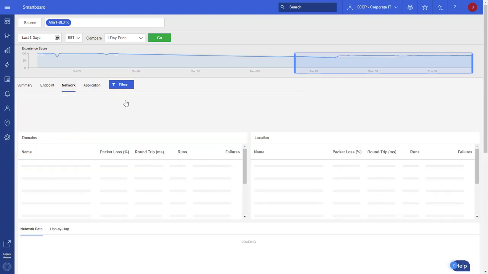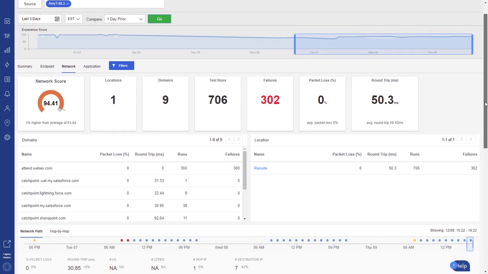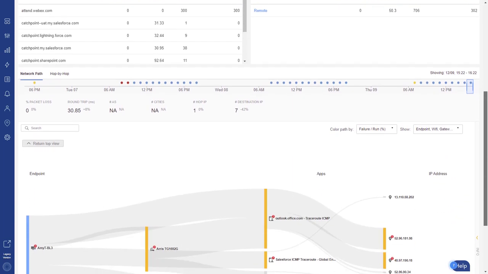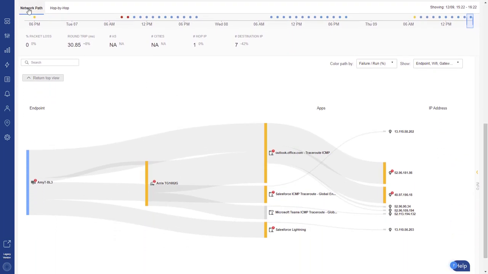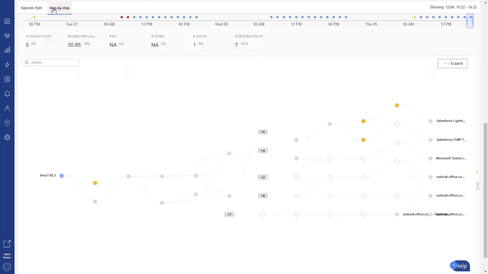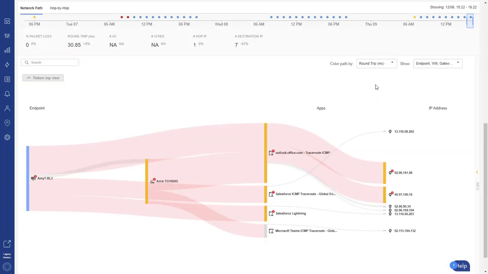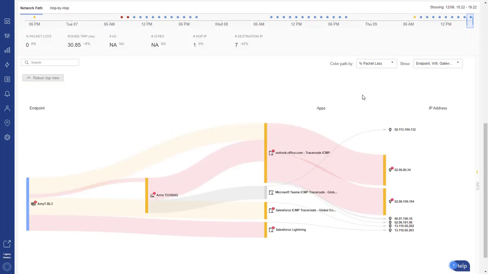When I look at network, I can look at specifics on how she is traversing the digital delivery chain, and if there's any issues. When I scroll down to the bottom, we can look at network path and also hop by hop. So multiple ways to identify, are there any issues? And if there are, where do I need to focus my attention? Looking at network path, I can also change the metric from failures to round trip time, right down to packet loss. So very quickly get to the information I need so I can get our employees, our operators, back online to do our job.